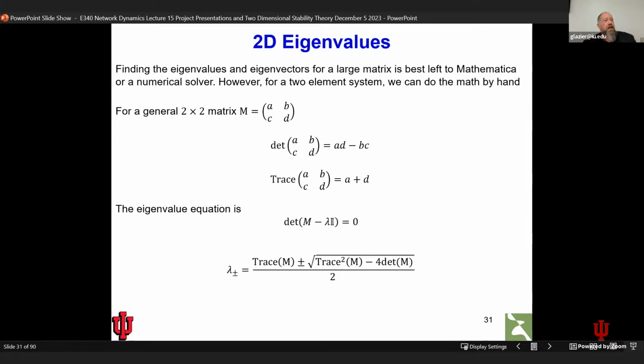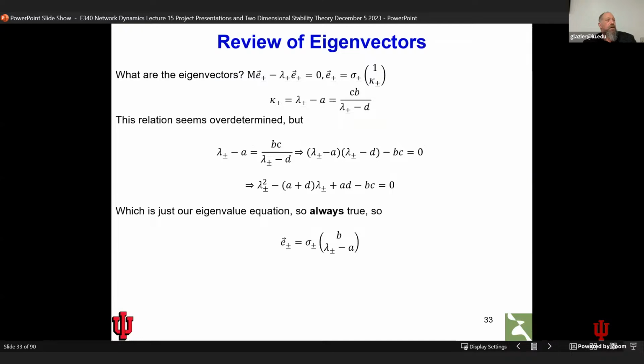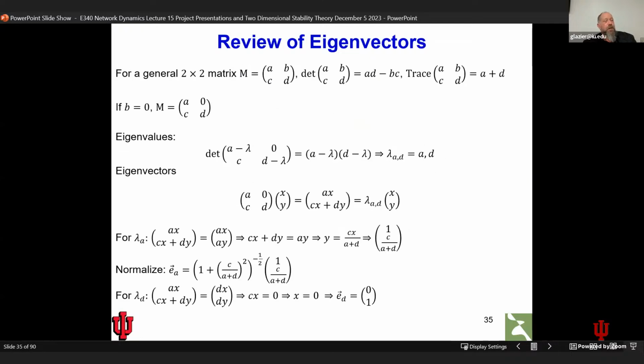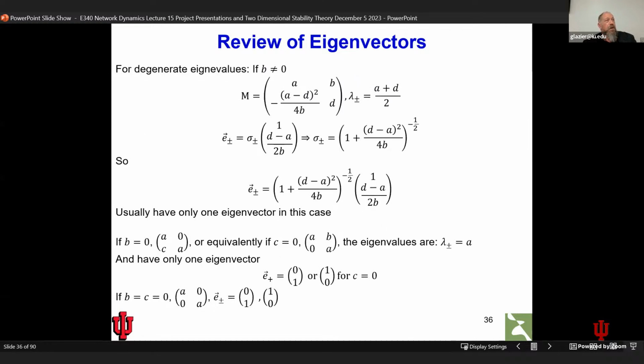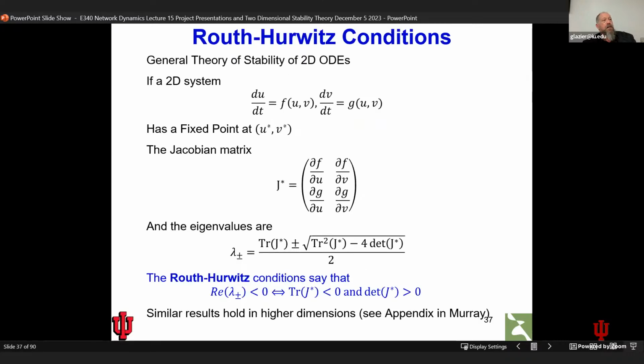If you want to know the actual values, you have to use the determinant. I'm not going to do the determinant now, but if you remember, determinants involve square roots. That means you can have not only positive and negative eigenvalues, but imaginary, complex eigenvalues. Those are given by the determinant. If the eigenvalues are complex, then the stability is given by the real part of the eigenvalue.